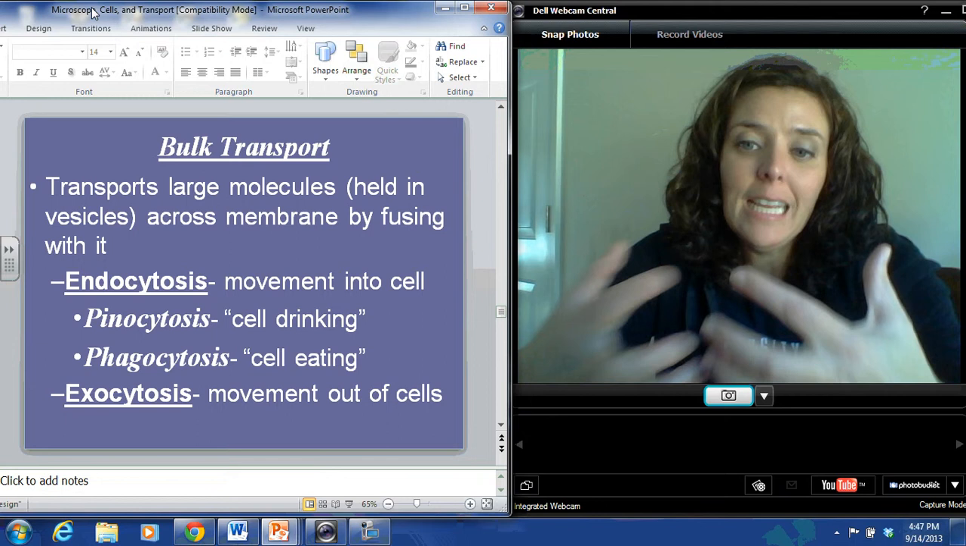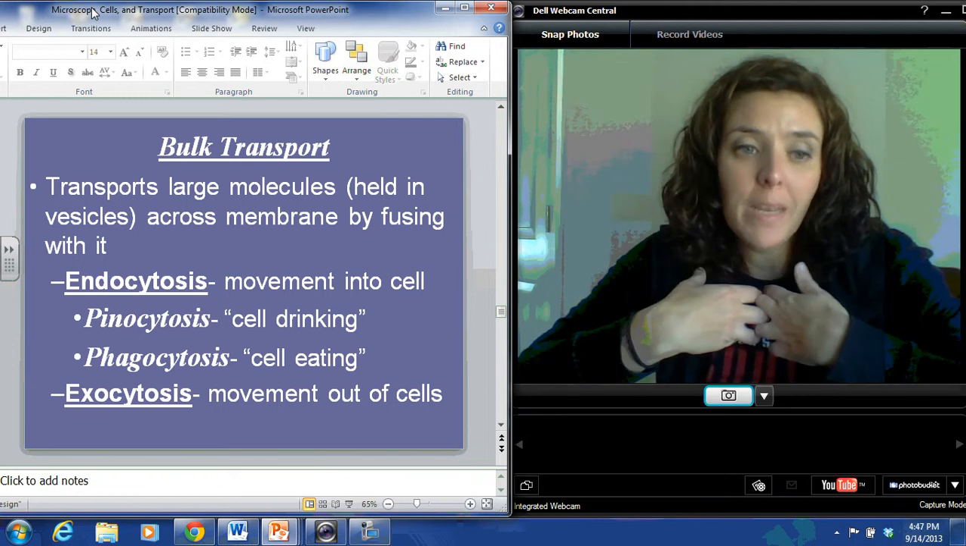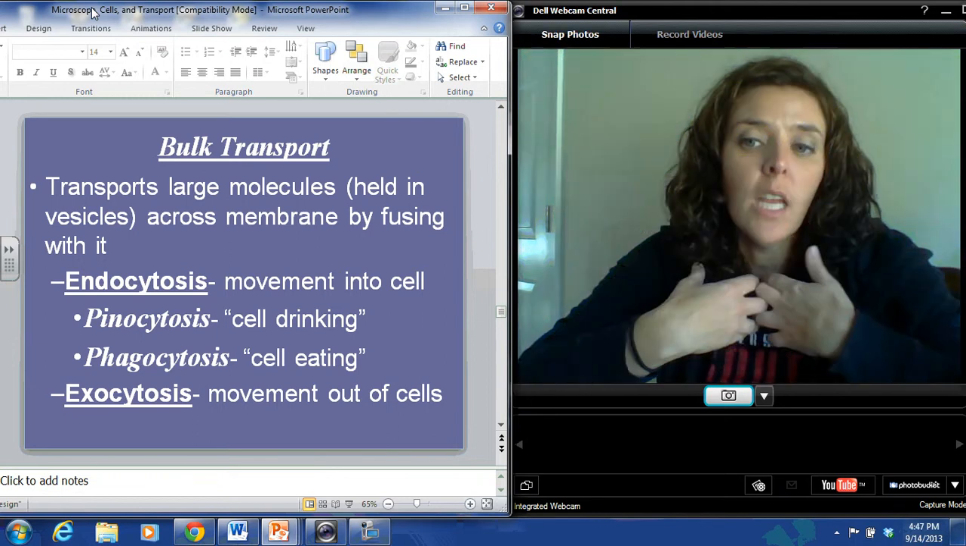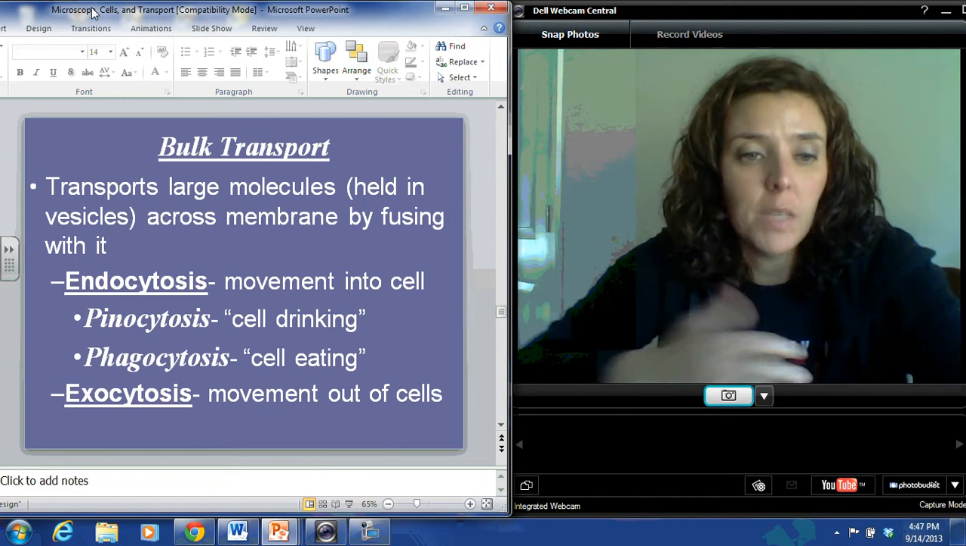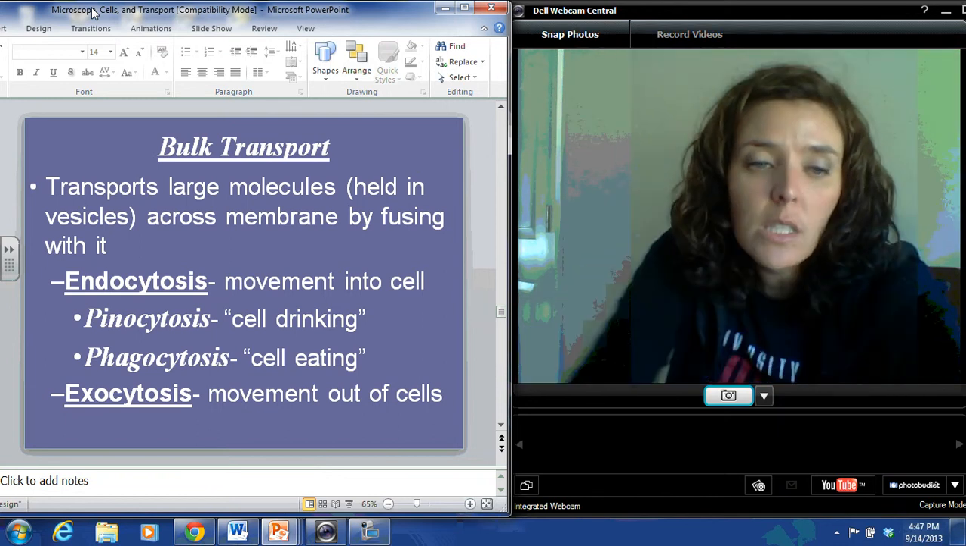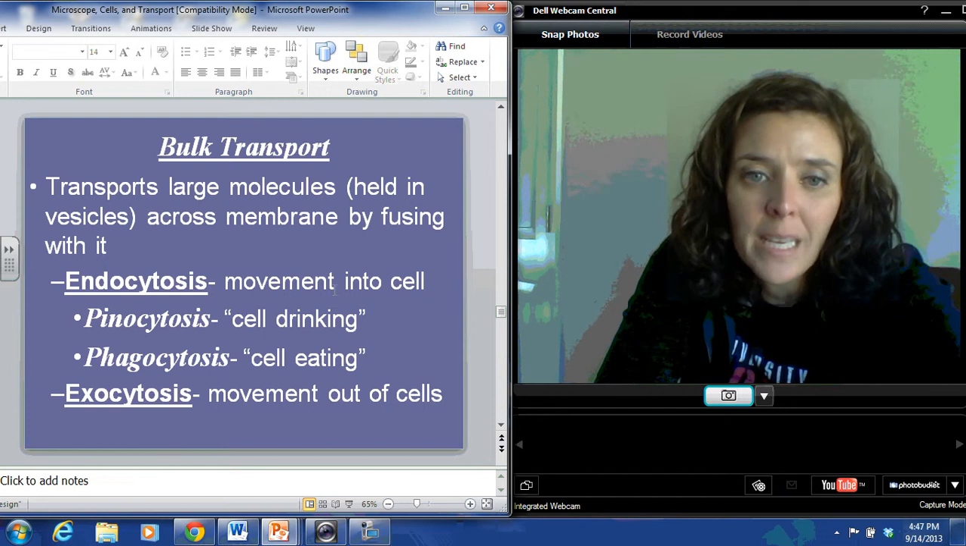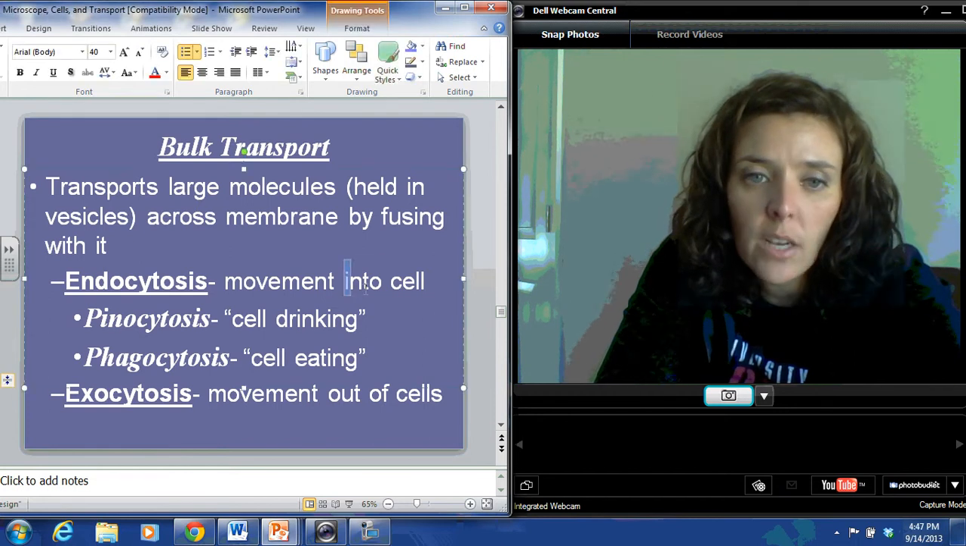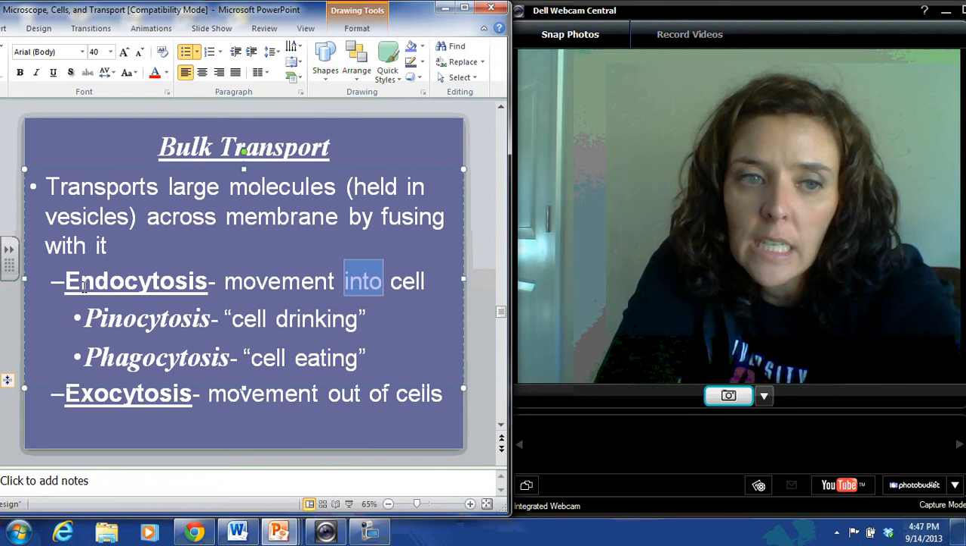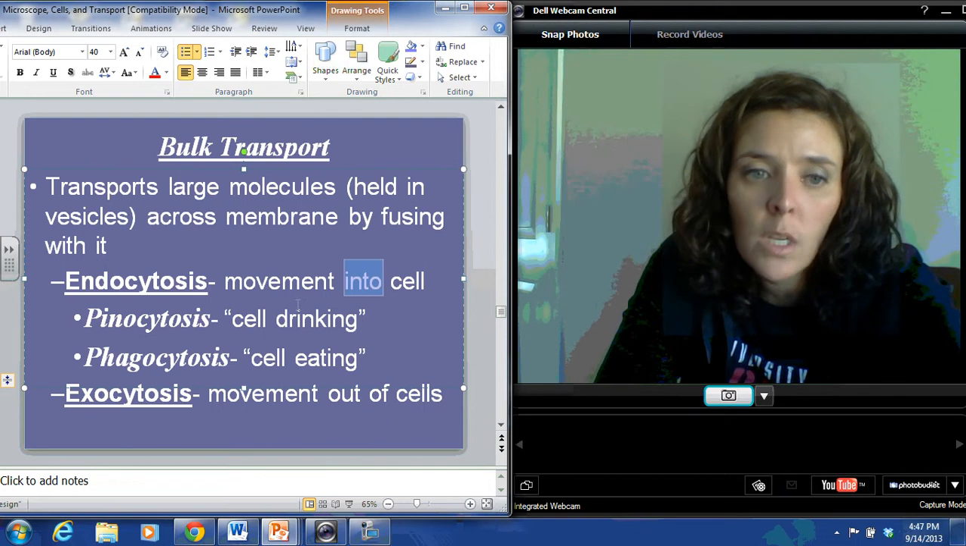One where it's bringing it into the cell, which would be endocytosis, and one where it's releasing it from the cell, which is exocytosis. Okay, so endocytosis is movement into the cell. Endo, over here you see endo, that means into. And there are two types.